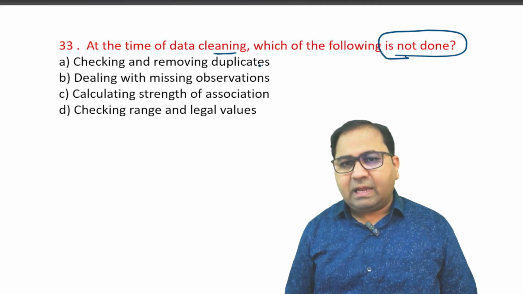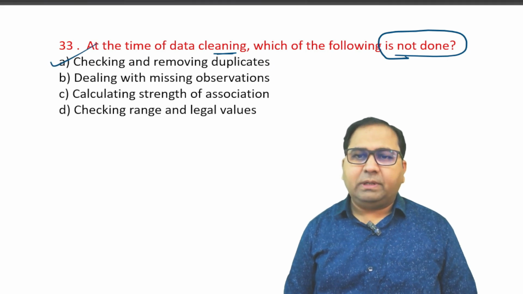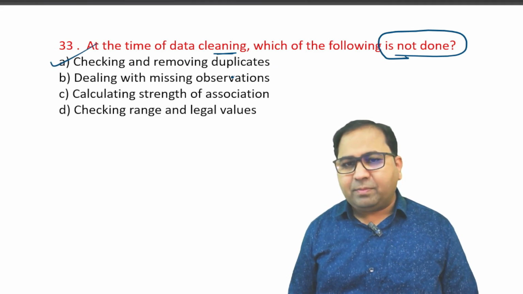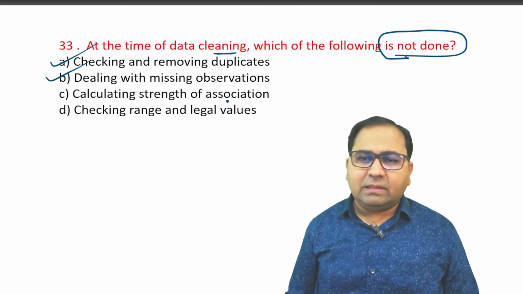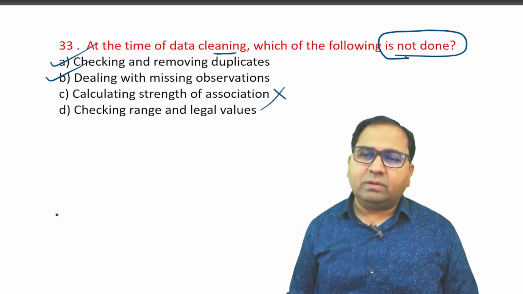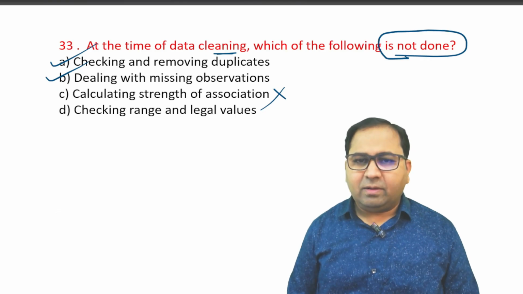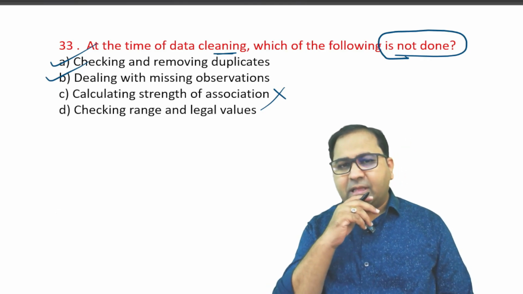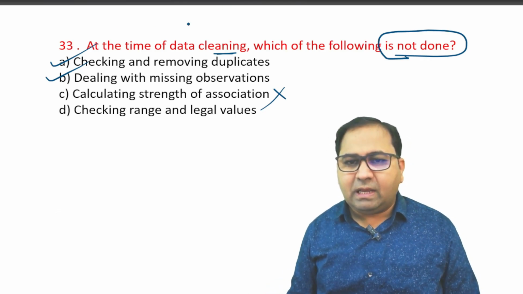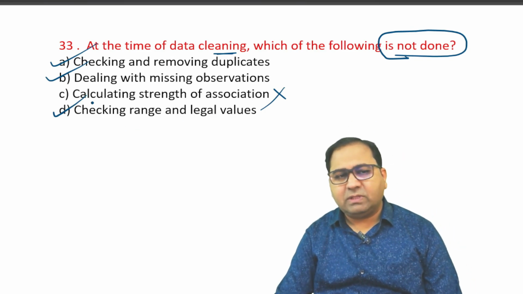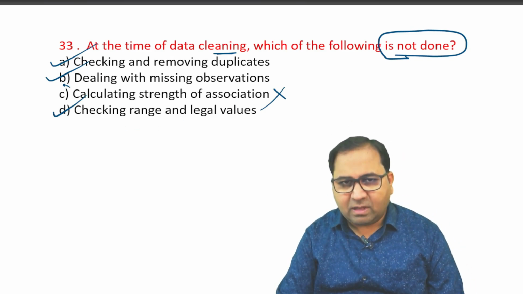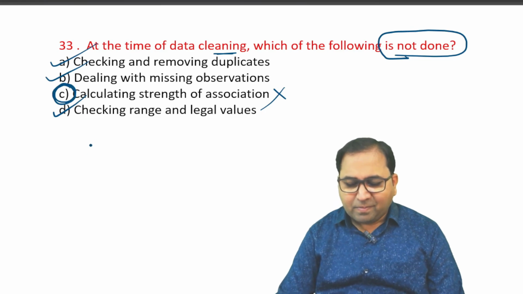Number A, checking and removing the duplicates. Yes, you do in data cleaning. B, dealing with missing observations. Yes, you do in data cleaning. C, calculating the strength of association. No, this is not a part of data cleaning. Okay, this is a totally different entity. Last is checking for range and legal values. Yes, even this is done in data cleaning. Okay, so we got the answer for this question very easily. C is the answer for this question. Next question.